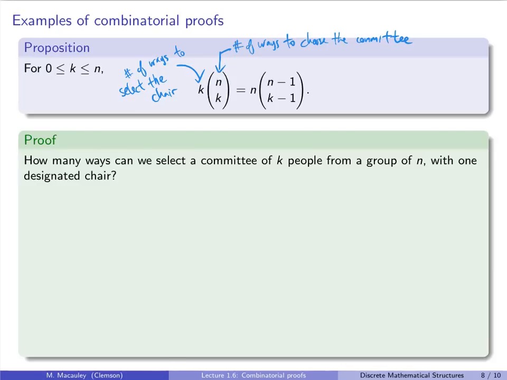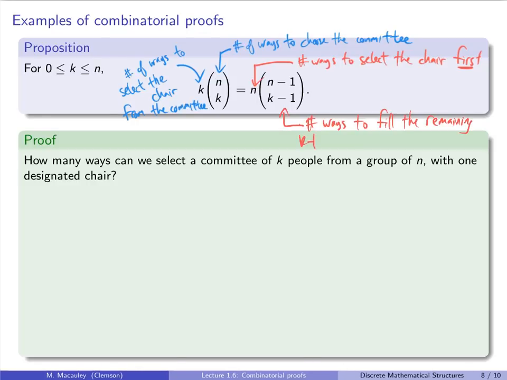Alternatively, we could first select the chair right away. This is the number of ways to select the chair first. I should probably say over here, select the chair from the committee. So let's suppose that we first select who's going to serve as chair, and then we have to fill out the remainder of the committee. In that case, we have n minus 1 people remaining, and we need to fill k minus 1 seats. So this is the number of ways to fill the remaining k minus 1 seats in the committee.